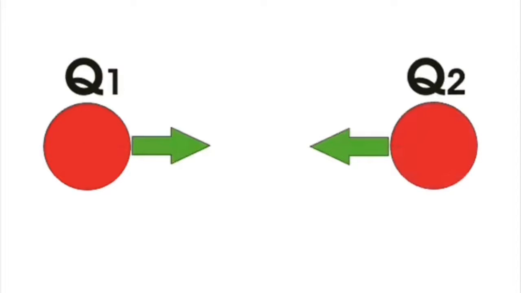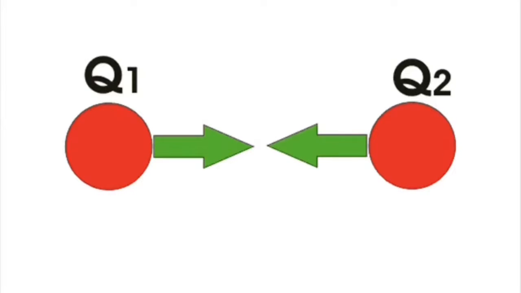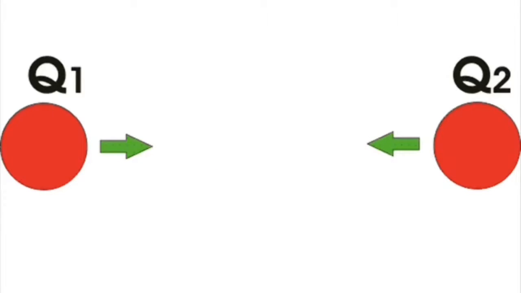Now, by keeping the charges fixed at Q1 and Q2, if we bring the charged bodies nearer to each other, the force between them increases. And if we take them away from each other, the force between them decreases.